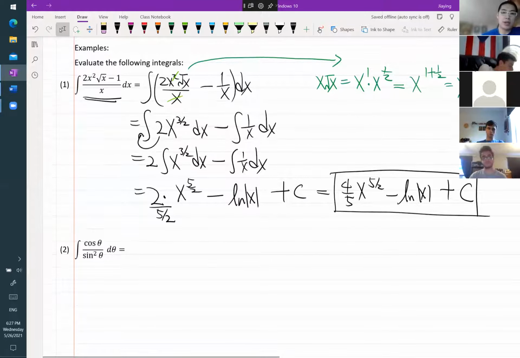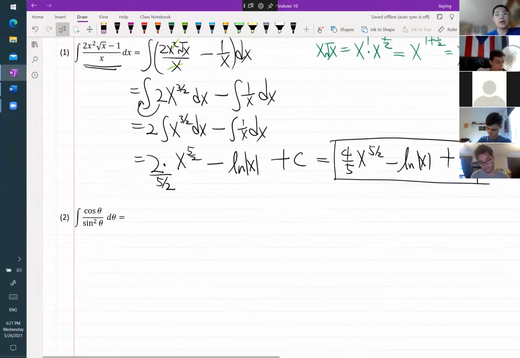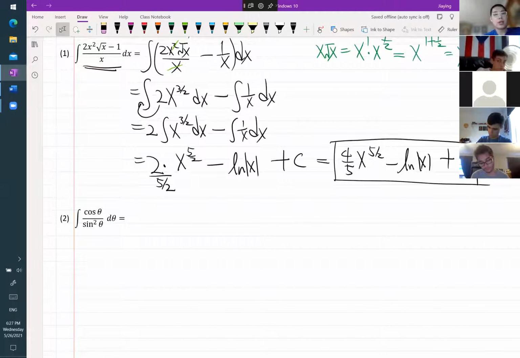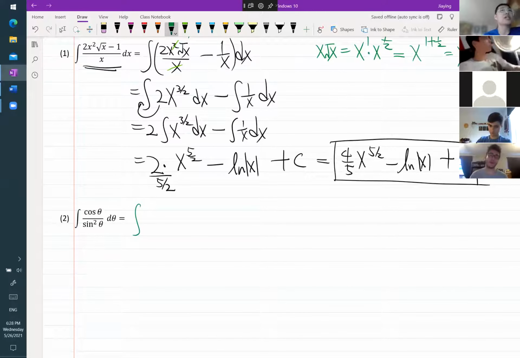All right, the next example I have, it looks difficult, right? Because you have cosine in the numerator, then you have sine square in the denominator. We're integrating this. There's a couple ways. One is that we can rewrite this. So I'm going to rewrite the fraction as just splitting the sine square.